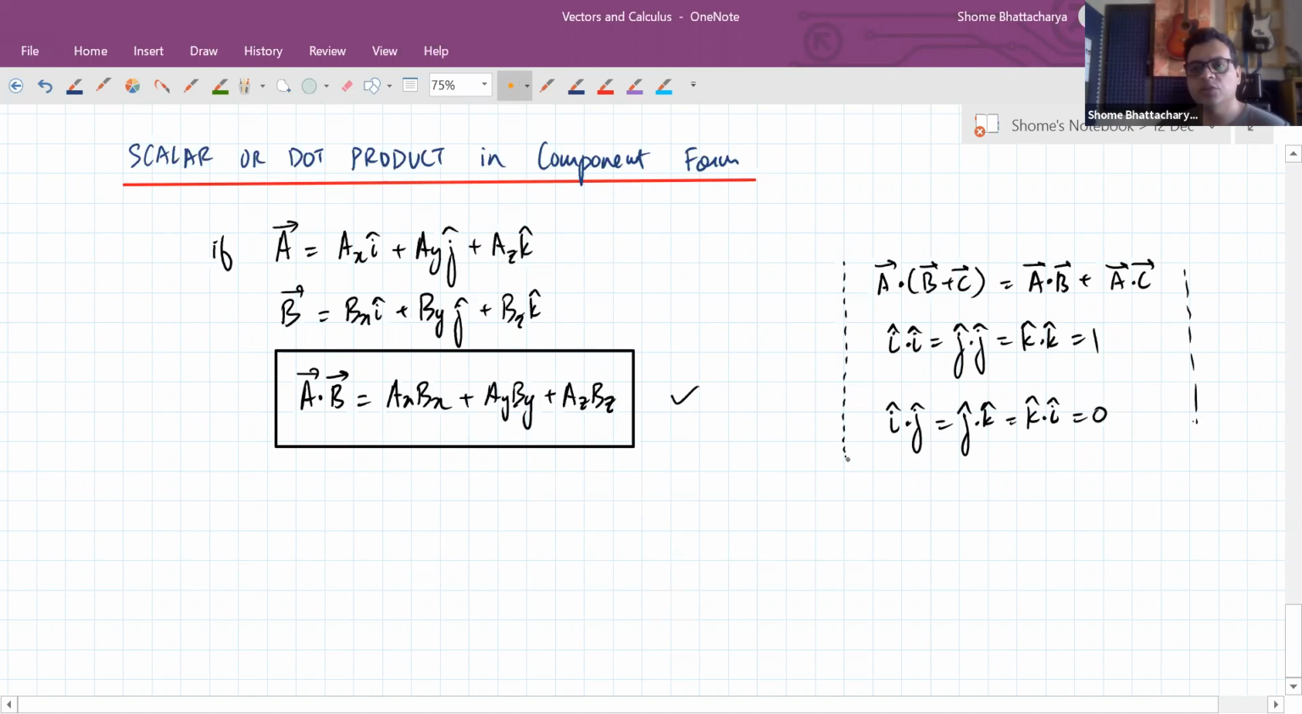So as I said, I'm not focusing too much on the derivations and formulas since this is a revision lecture. We're focusing more on the application. So when we have two vectors in component form, this is how we can calculate the dot product. Okay. So let's look at a quick example.